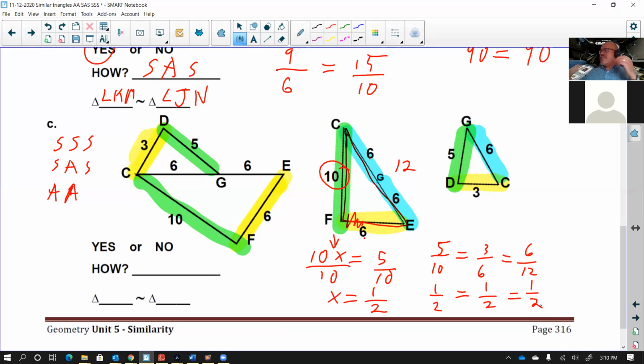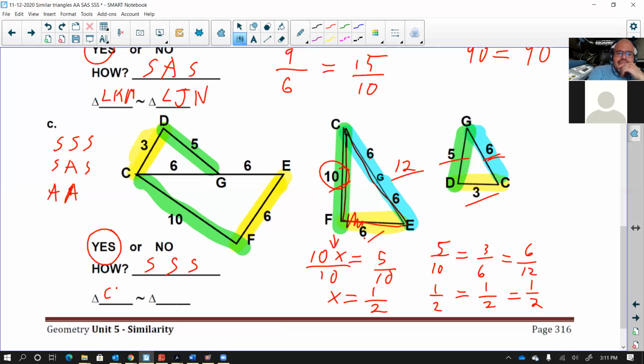Because they are similar, they multiplied all the sides by 1/2 in order to get the smaller triangle. If we're going from the smaller triangle to the larger triangle, they multiplied all the sides by 2. If you multiply this 6 by 2, you get 12. Multiply 5 by 2, you get 10. And if you multiply 3 by 2, that gives you 6. So yes, the similarity statement is side, side, side similarity.